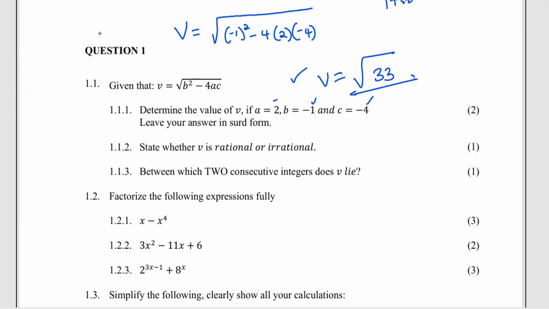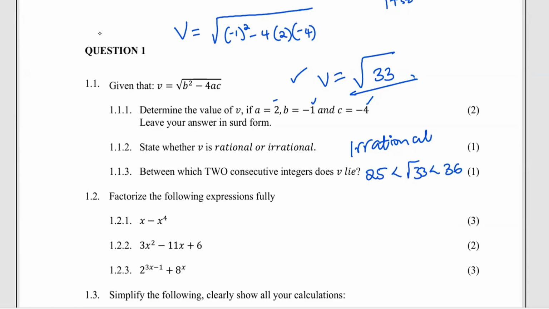Then state whether V is rational or irrational. Now, the fact that 33 is not a perfect square makes the whole thing irrational. All right, so 1.1.2 is irrational. Then between which two consecutive integers does V lie? For us to get the consecutive integers, we need to look for the perfect squares that appear before 33 and then one that appears after. So the best one would be 25, which is less than 33, and then 36 is greater.